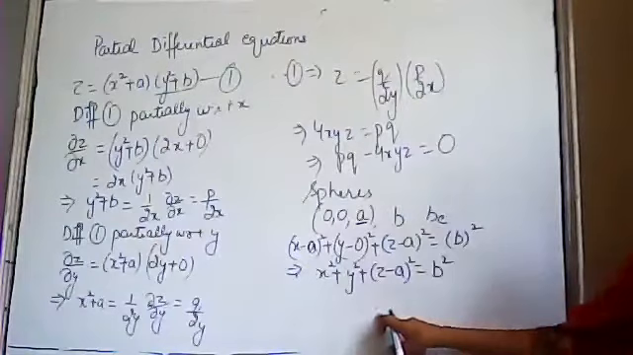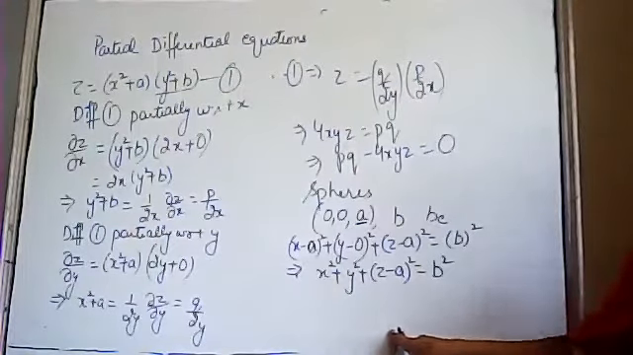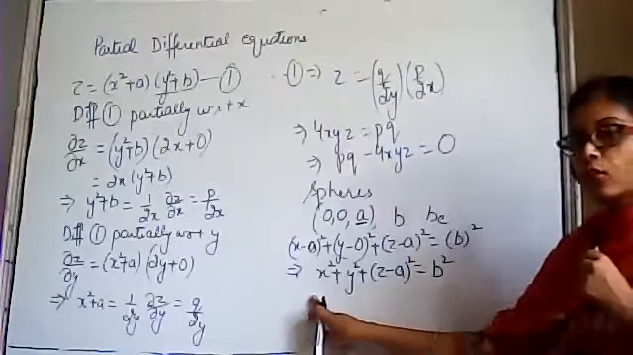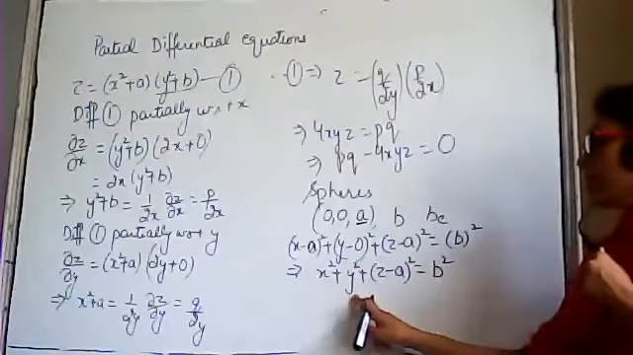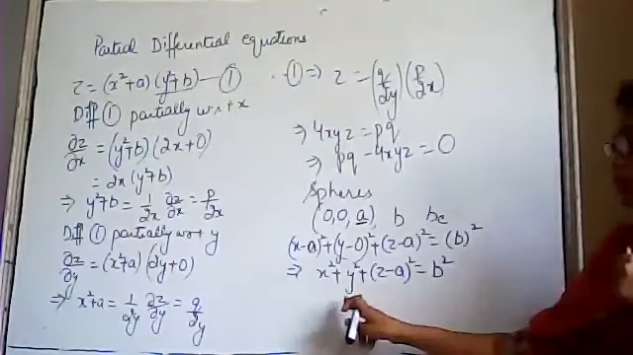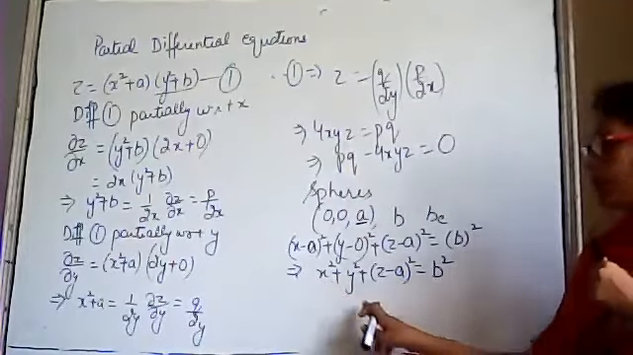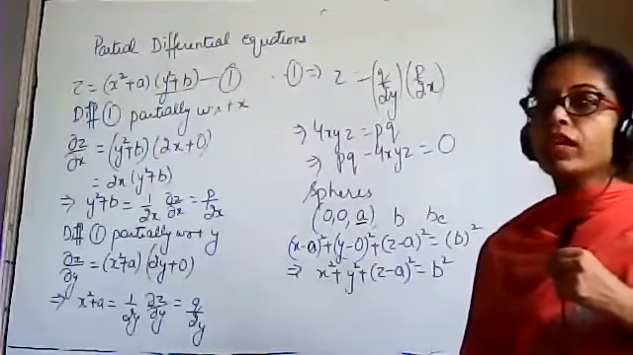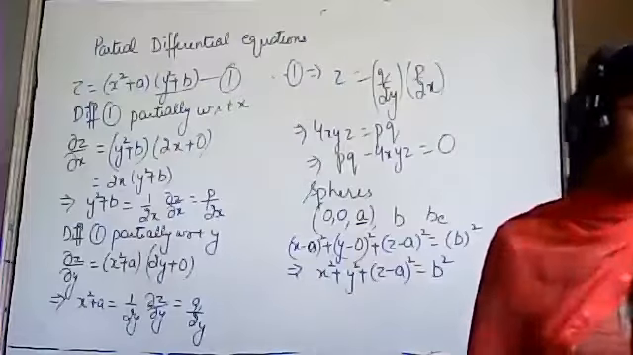We have done its proof in the last class. Our first question was form the partial differential equation from the equation x square plus y square plus z minus c the whole square is equals to a square. Okay, this equation has been formed and you have to prove it further in the same way as we did yesterday. So I hope you will all be able to do this question.